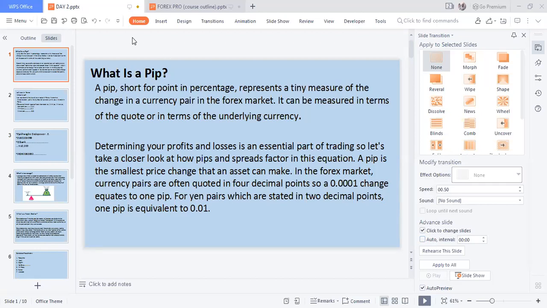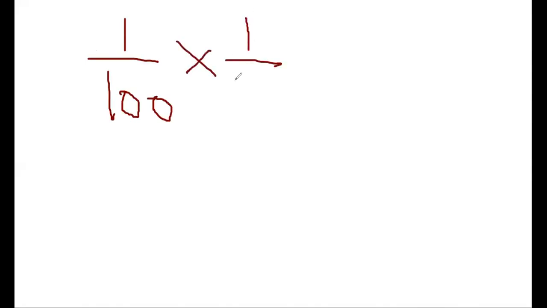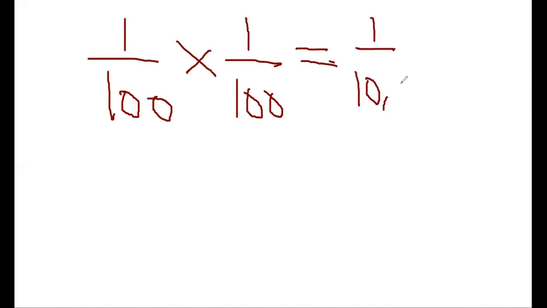Now, when you have 1/100 times 1/100, 1 times 1 is what? 1. 100 times 100 is what? 10,000. 1 divided by 10,000 is 0.0001. So that is 1 divided by 10,000.